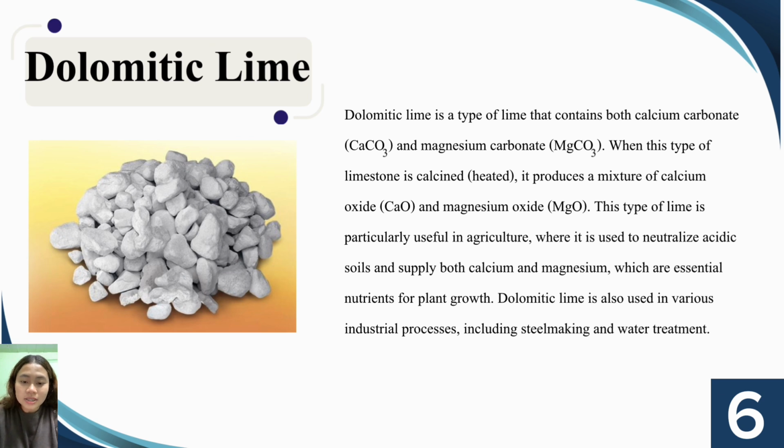Dolomitic lime is a type of lime that contains both calcium carbonate and magnesium carbonate. When this type of limestone is calcined or heated, it produces a mixture of calcium oxide and magnesium oxide. This type of lime is particularly useful in agriculture, where it is used to neutralize acidic soil and supply both calcium and magnesium, which are essential nutrients for plant growth. Dolomitic lime is also used in various industrial processes, including steel making and water treatment.